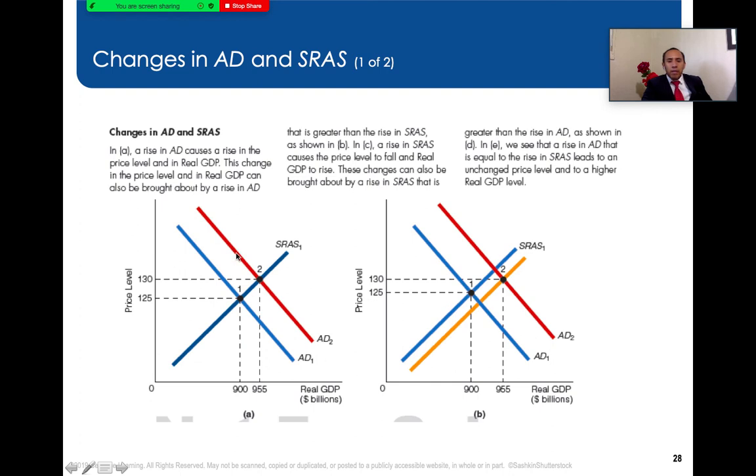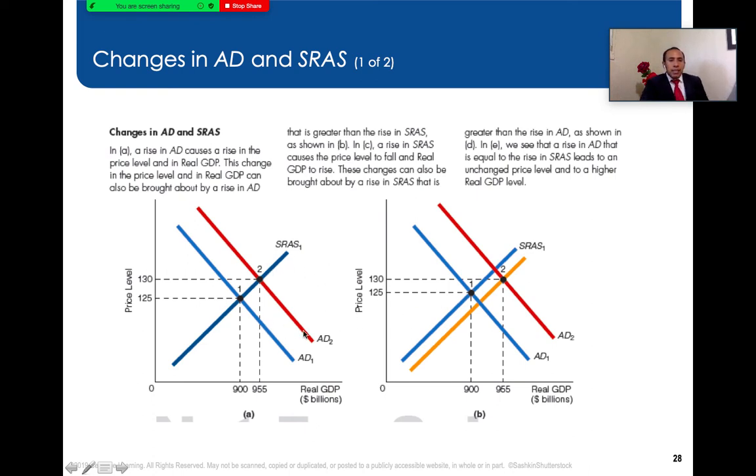Now, this model indicates an individual shift and a simultaneous shift. Model A is an individual increase in aggregate demand, and Model B is a simultaneous shift on both. So let's analyze these two models separately.